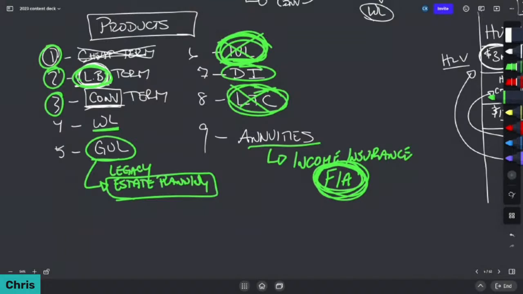Every now and then, I think 1 out of maybe 20 people I talk to are able to go through and actually do it all through a whole life policy right out of the gate. Most people, it is some blend of these 3 products combined with whole life insurance at some point in time.